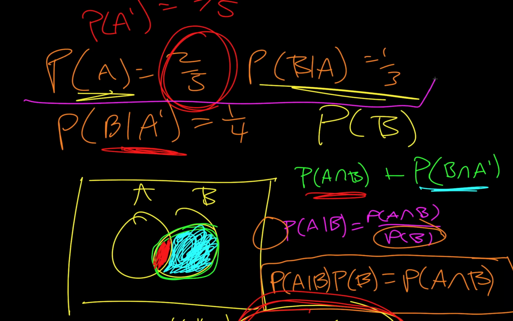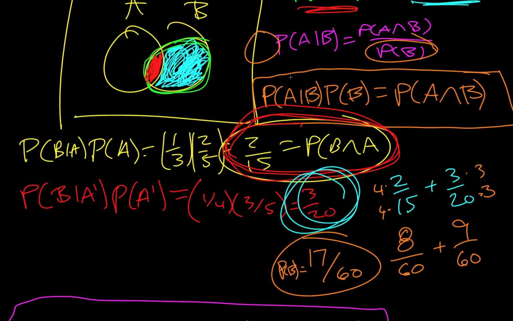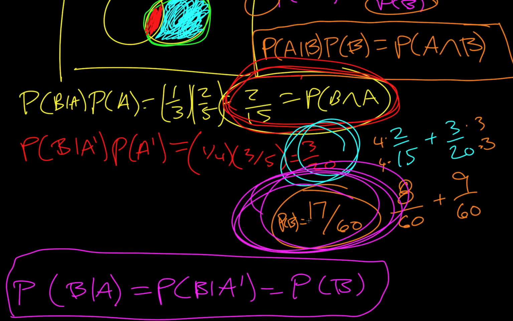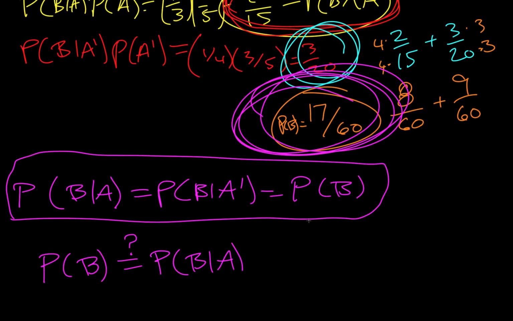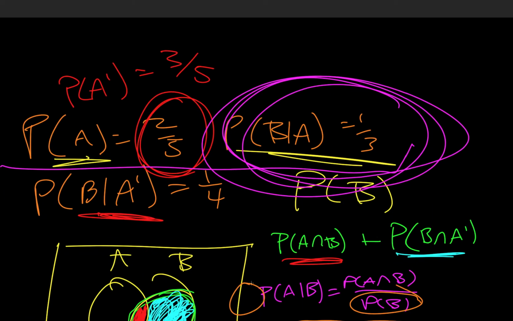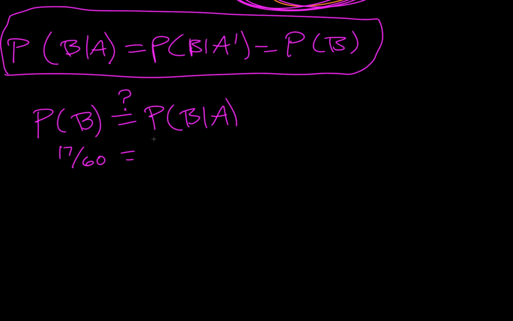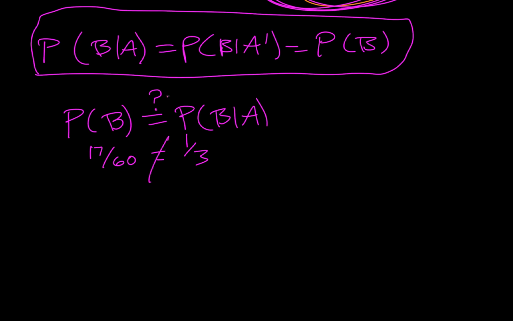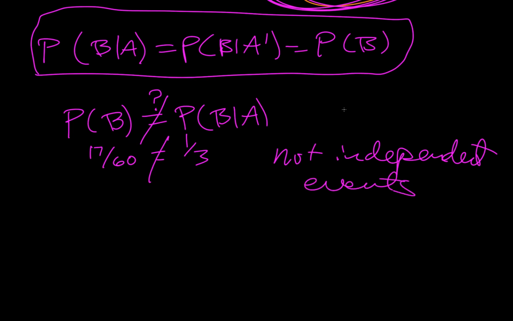So we come up here, these two, whoops, not that. So this one, and then the answer we just got, this one. So if those are equal to each other, let's write those down. So this is 17/60, and P of B given A is 1/3. Those are not equal to each other. So these are not independent events. Or you could just say dependent.